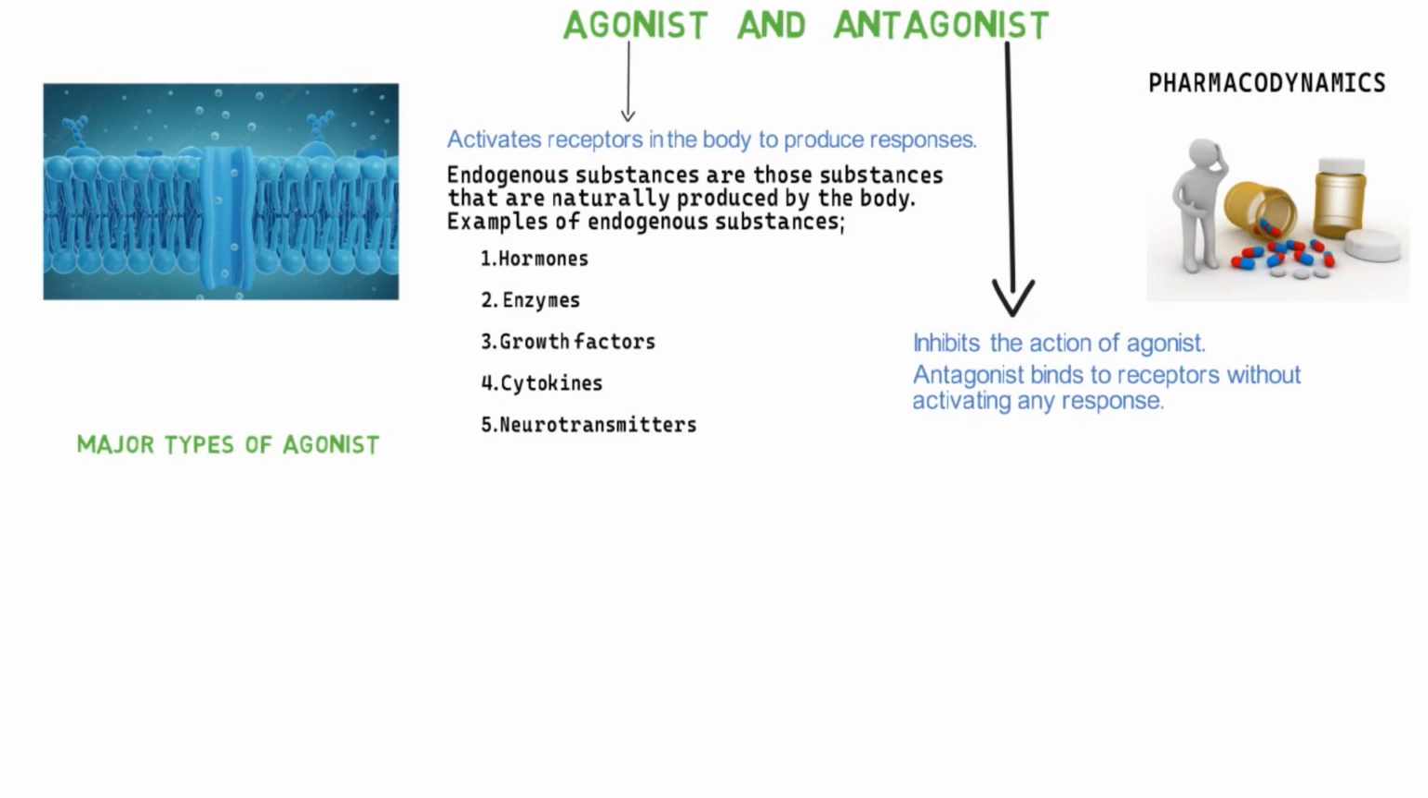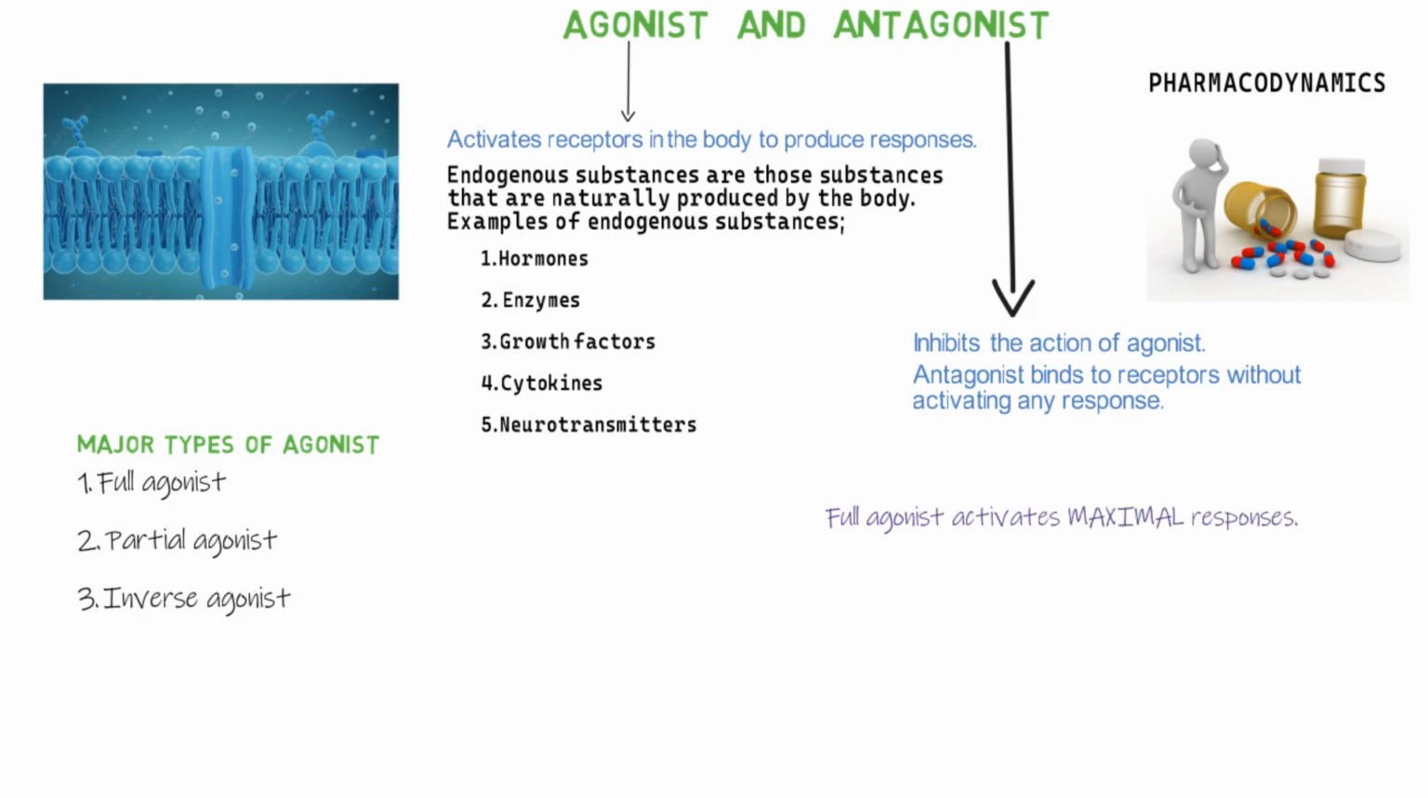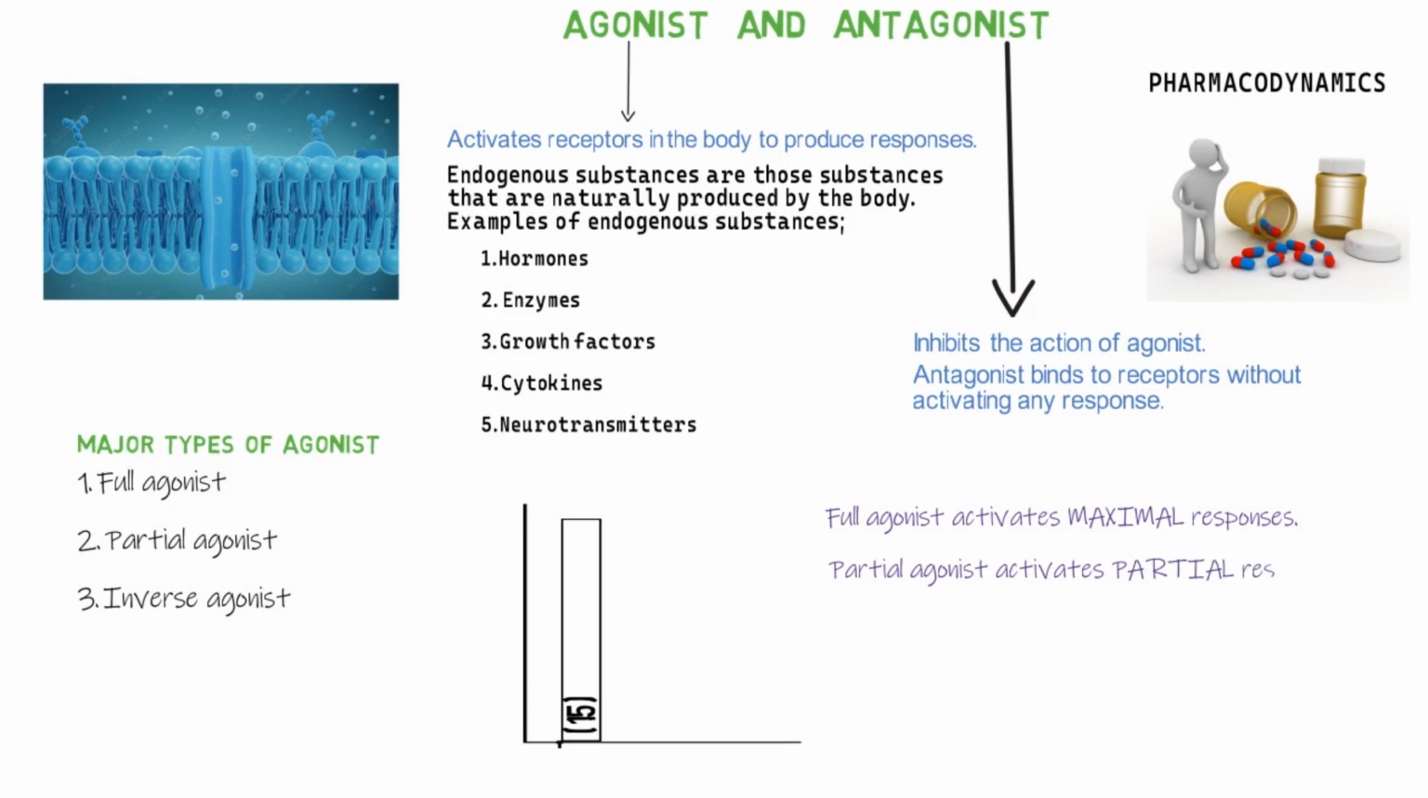Basically, we have 3 types of agonists. We have the full agonist, partial agonist, and inverse agonist. So the full agonist binds to a receptor and it fully activates it, resulting in a maximal response. As shown on the graph, you can see that the response there is at the highest point, like it's at the top, while the partial agonist is a ligand that binds with receptors, but it only activates it partially.